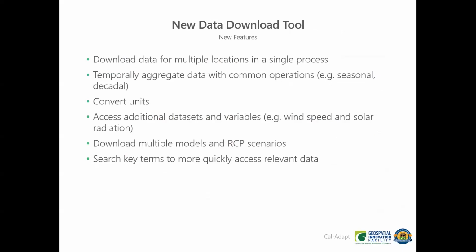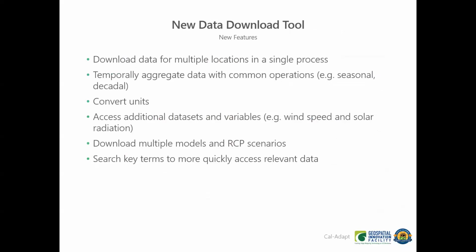We can also temporally aggregate data now, and we'll go over this a little bit as we go through the webinar. But one of the features of the API that I talked about is that it has the ability to aggregate data in different ways. So a lot of the primary climate data is in a daily data format, but a lot of people don't really want to look at daily data. You might want to look at seasonal information or decadal or monthly, and now we can allow you to easily do that.